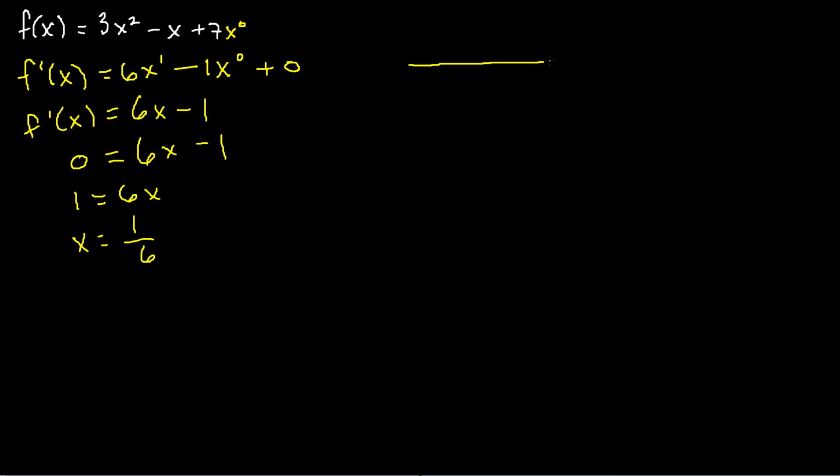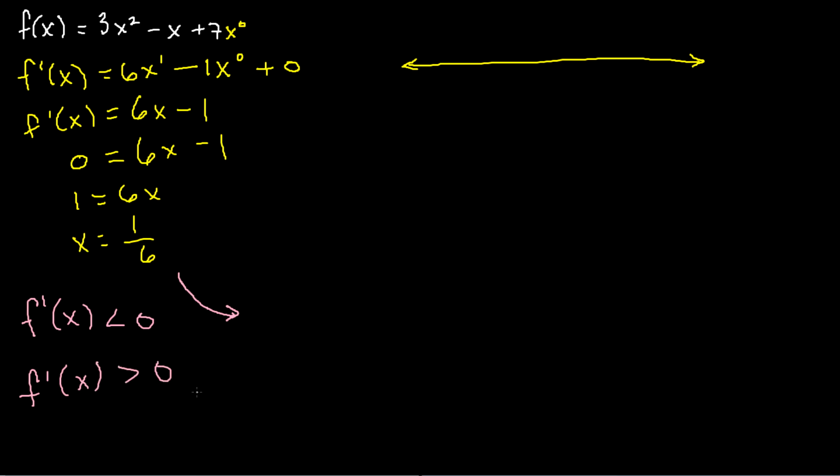And what we're going to do is we're going to draw a number line, and we're going to test numbers before and after this to see what is the directionality of that graph. And what is the rule for that? Very simple. When f prime of x is less than 0, we know that that graph is going to be moving from left to right down. And when f prime of x is greater than 0, then we know that that original graph is going to be moving up from left to right.